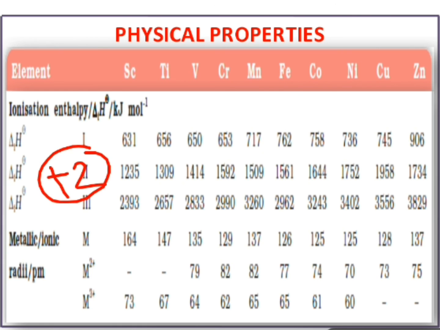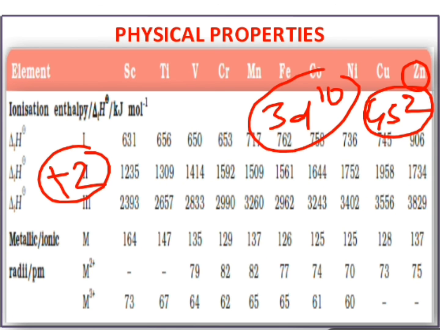See here zinc. The electronic configuration of zinc is 3d10 and 4s2. If you remove these two electrons, the configuration is stable. So in this particular state, the configuration will be 3d10. Now it will be very difficult to remove one electron from 3d. Why? Because 3d is most stable, fully filled. So that's why the enthalpy of ionization to remove the third electron from zinc is very difficult.